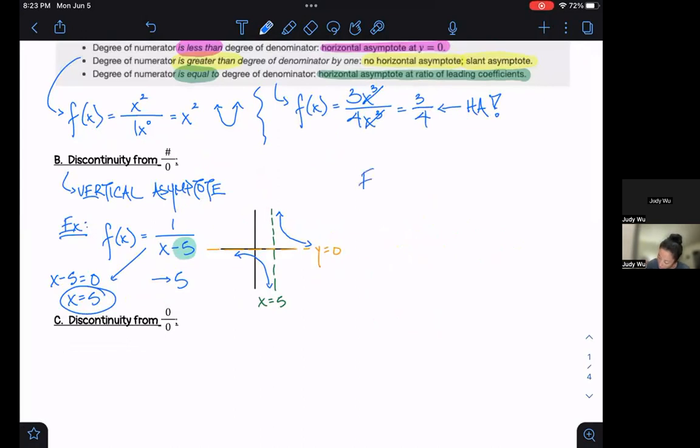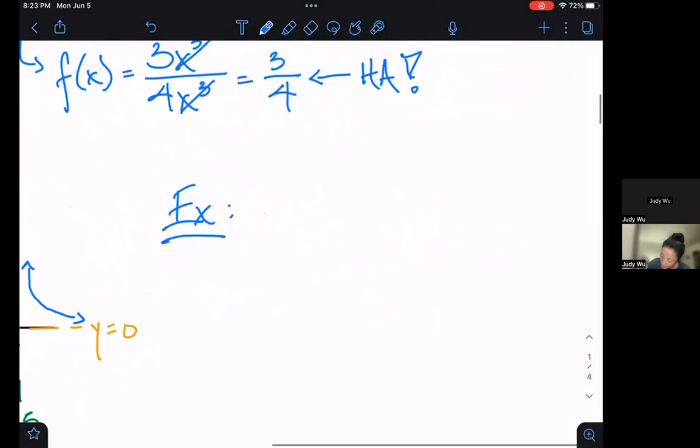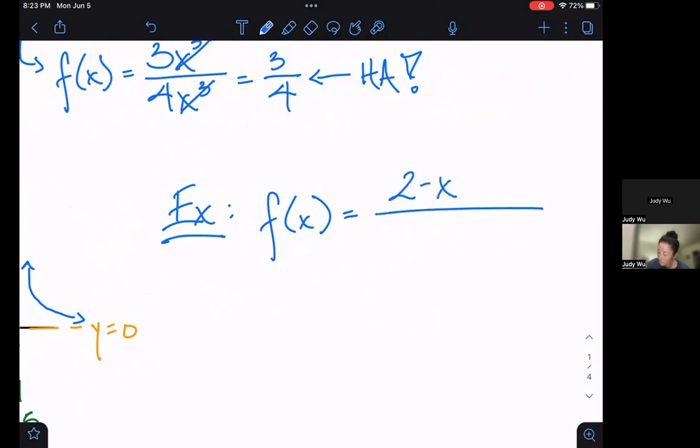Another example might be we have something like this. Let's say we have another rational function, okay? And we have 2 minus x over 3x plus 1, okay?